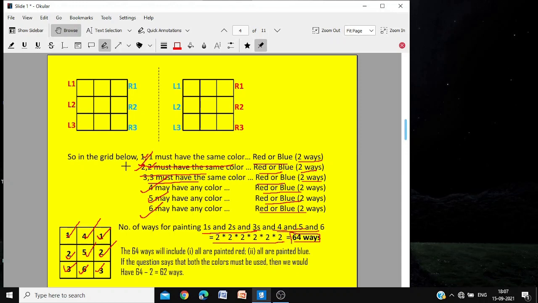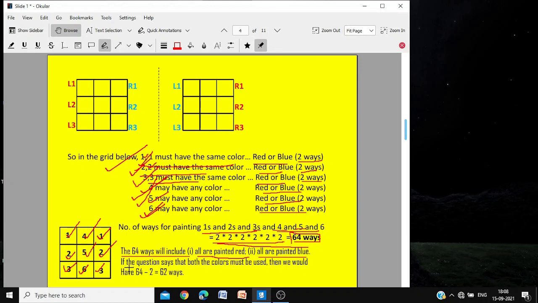Because it is AND: 1, 1, any two of the colors, and 2, 2, any two of the colors, and 3, 3, any two of the colors, and 4, single, either of the colors, 5, any one of the colors, and 6, any one of the colors, all joined by AND. AND means multiplication, so we multiply to get 64 ways. Now, the 64 ways will include the possibility that all are painted red and all are painted blue. No such constraint is there in the question. So the answer is 64.